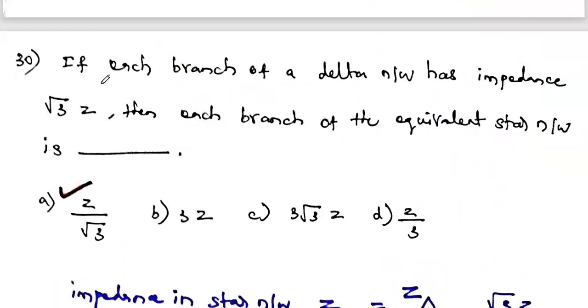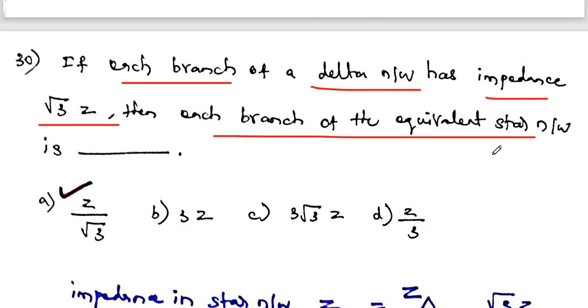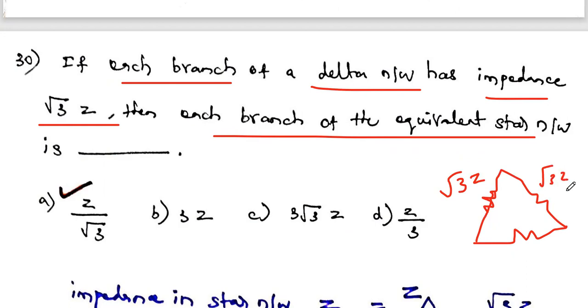Then the next question: if each branch of a delta network has the impedance √3 into Z, then each branch of the equivalent star network is dash. In the delta network, the three resistances are connected in delta. The resistance value in each branch of the delta network is √3 into Z. This is also √3 Z. What is the corresponding resistance value available in the star network?